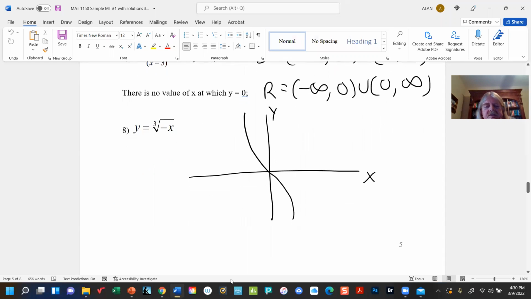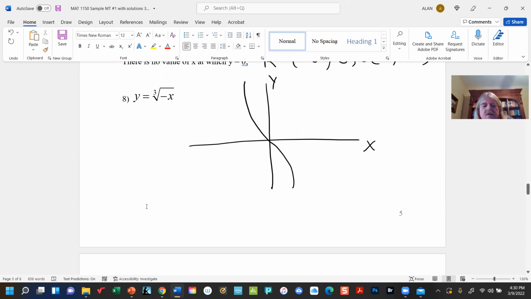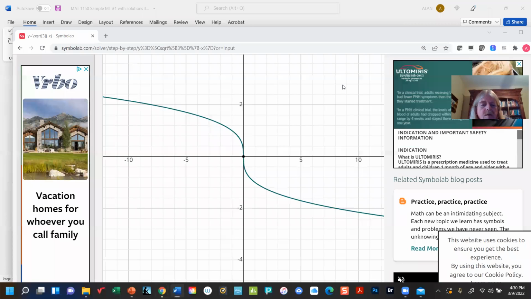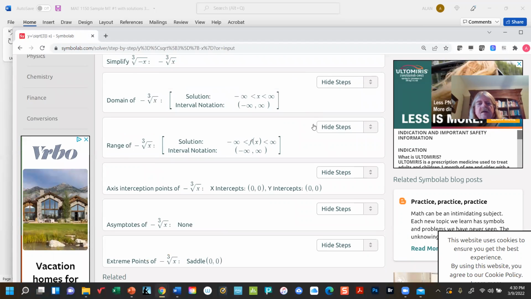But when you see it like this, it should be clear that there's no value of either x or y that's going to cause a problem. So the domain and range are all real numbers. There is no value of x that would cause an issue, and any value of y is possible. All right, and it'll tell us here right there. Yep. Okay, great.